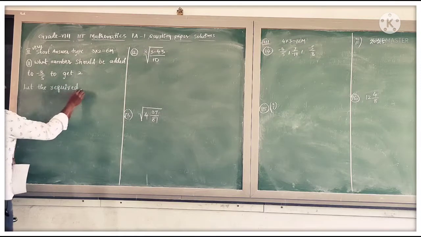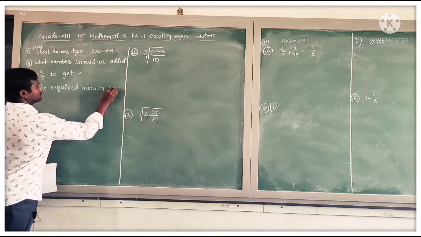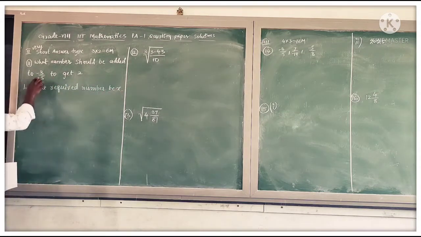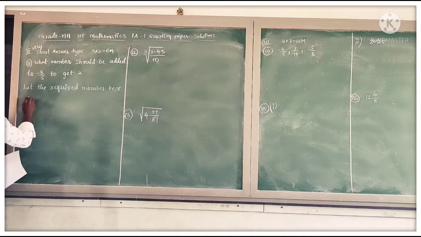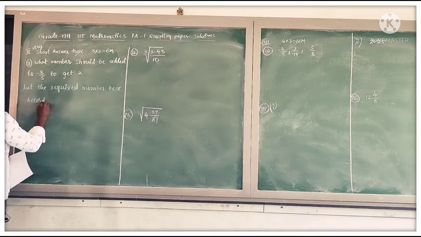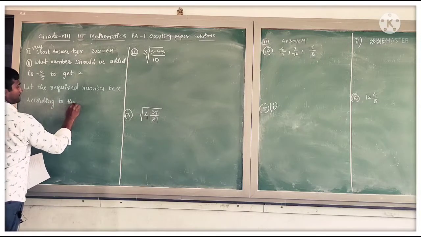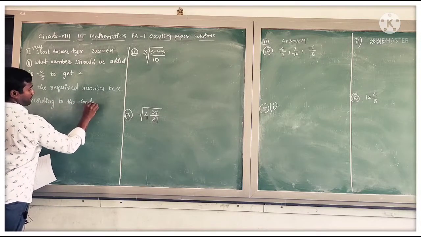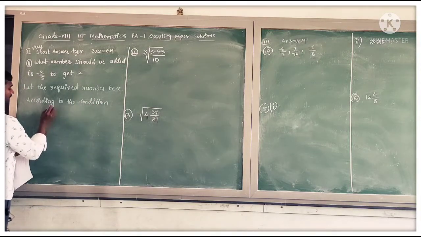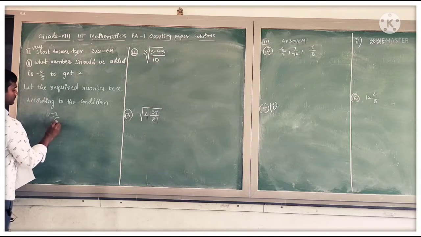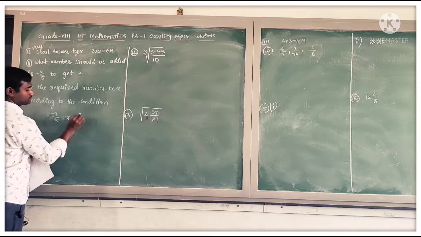Let the required number be x. So if you add x to minus 3 by 5, it becomes 2. According to the condition, we can write minus 3 by 5 plus x. So we are adding x, so it becomes 2.